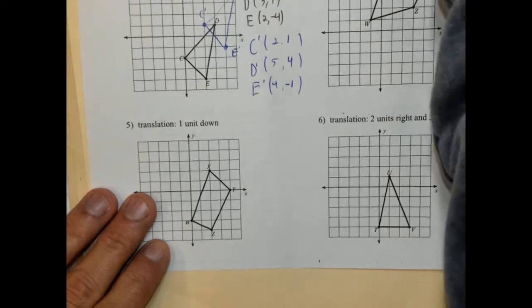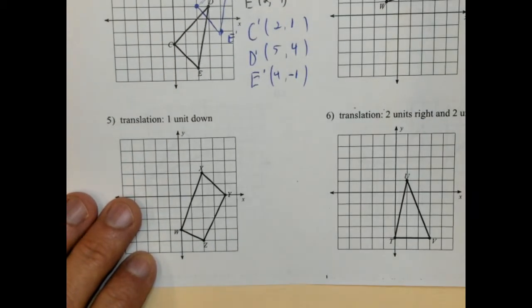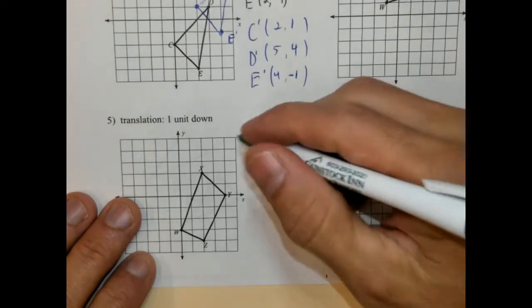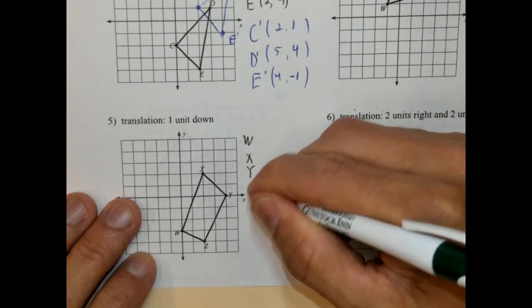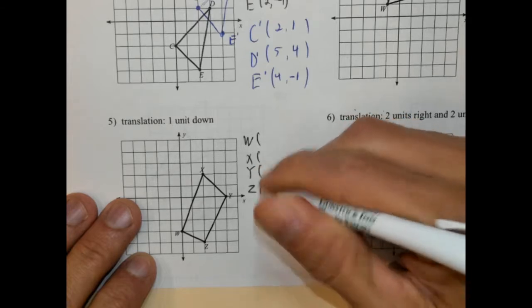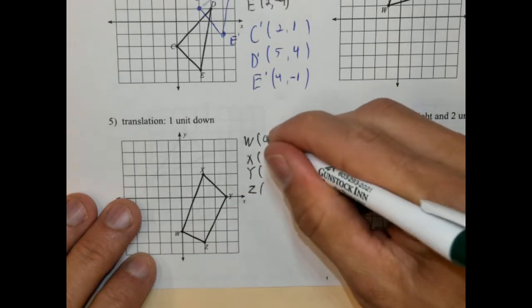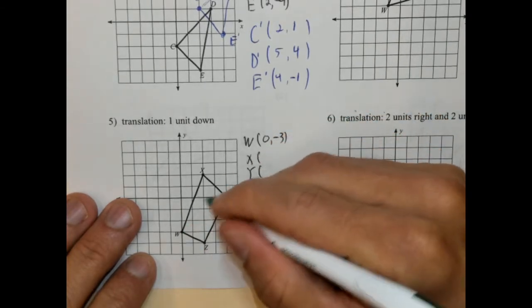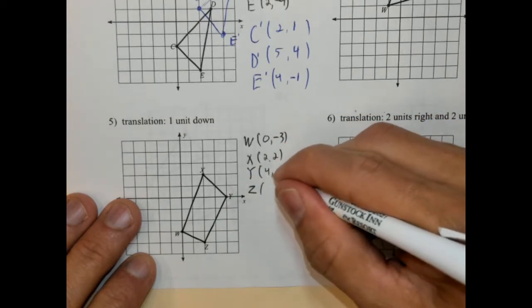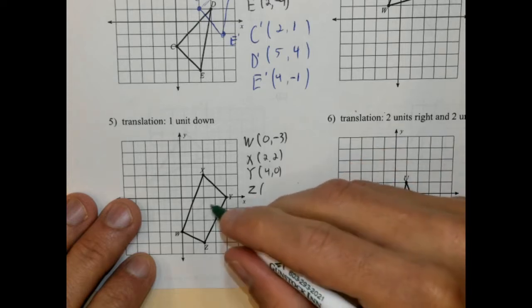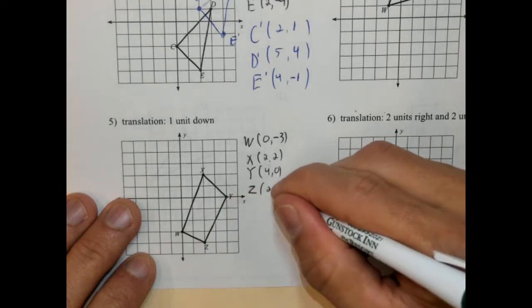Okay, zoom in a little bit here. Okay, so our pre-image, let's see, W, X, Y, Z. So W is (0, -3). X is (2, 2). Y is (4, 0). And Z is going to be (2, -4).